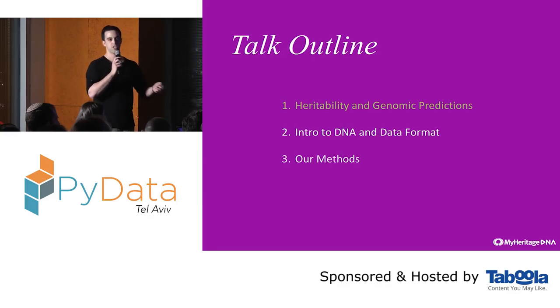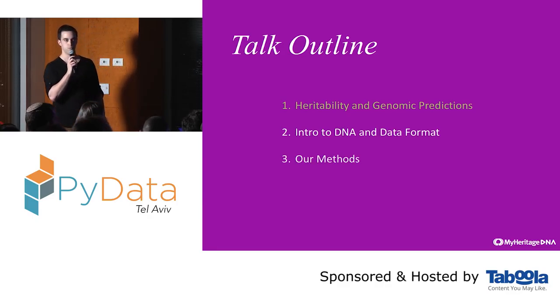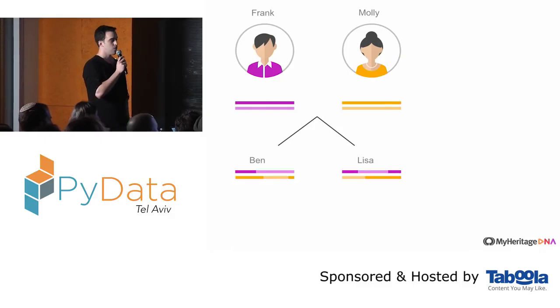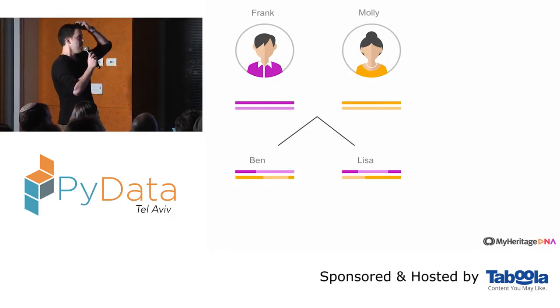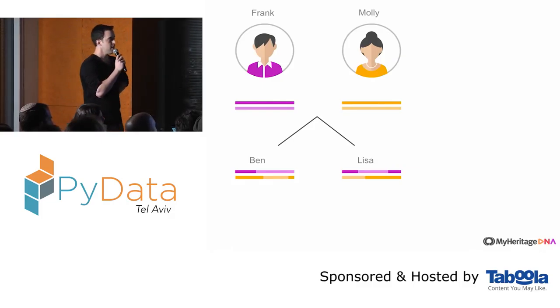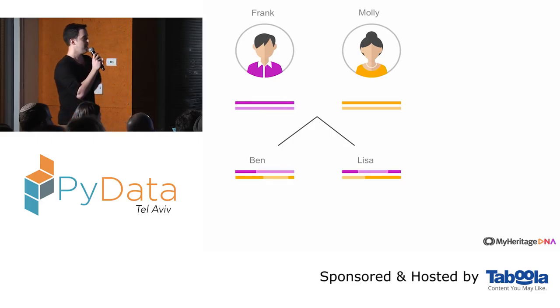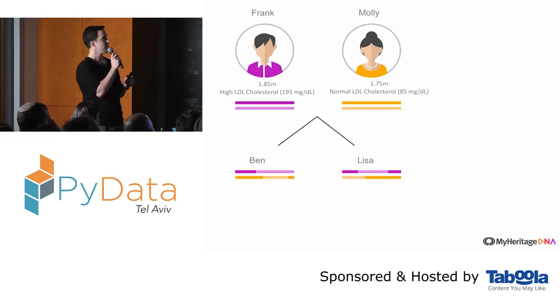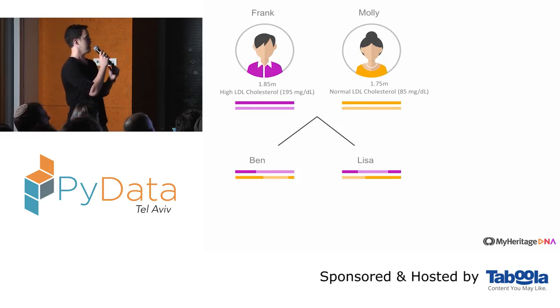All right, so let's talk about heritability and genomic predictions now. Let's start with an example. Let's say we have Frank and Molly, and they have two kids of their own, Ben and Lisa. Let's say that Frank is 185, Molly is 175, and Frank has high LDL, or the bad cholesterol, and Molly has normal cholesterol.